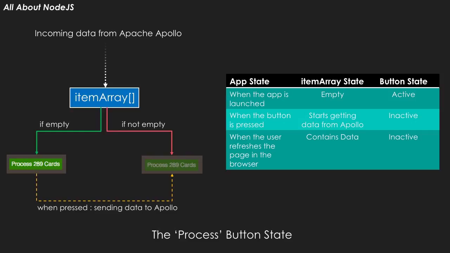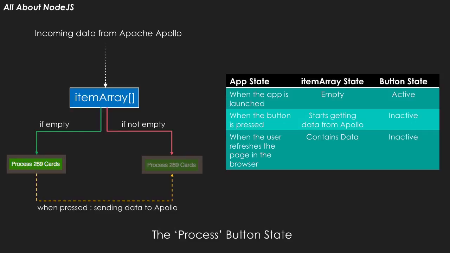Alright, the second situation is when the user presses this button to initiate data publishing to Apollo. This would be another situation when our item array starts getting data from Apollo and we would want our button to be inactive. Finally, the last state would be when we have received data from Apollo and it's there on the page, but the user chooses to refresh the page in the browser. In that situation, we would want this button to stay inactive, because in this case, we'll simply load all the data from the item array and display on our page.